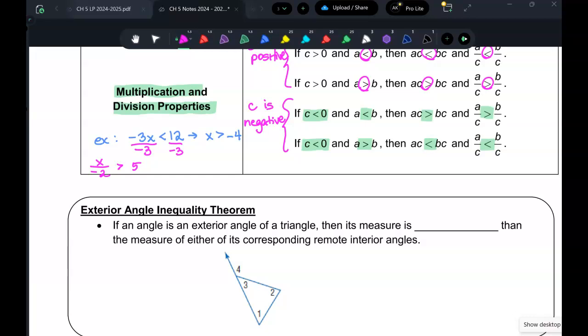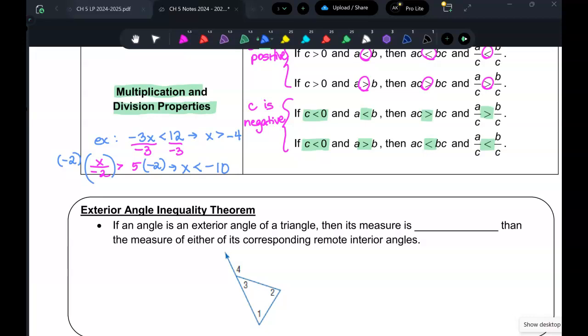Okay, let me just do one more example and then I'll answer questions. So if I have x over negative 2 is greater than 5, I would multiply both sides by negative 2. So that would give us x. The greater than sign would turn to a less than, and then I would get a negative 10 here. Okay. You had a question? You switch it because you're multiplying.